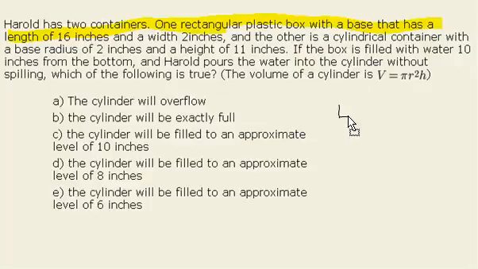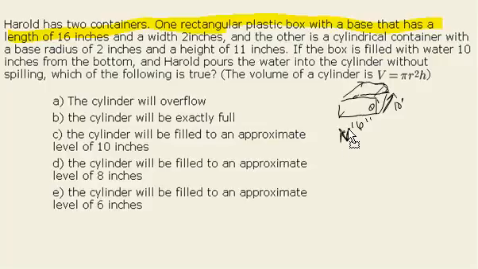Since we know that Harold starts with the rectangular prism, and we know that it has a base of 16 inches and a width of 2 inches, and we fill it with water and get a height of 10 inches, we know that the volume of a rectangular prism is length times width times height.